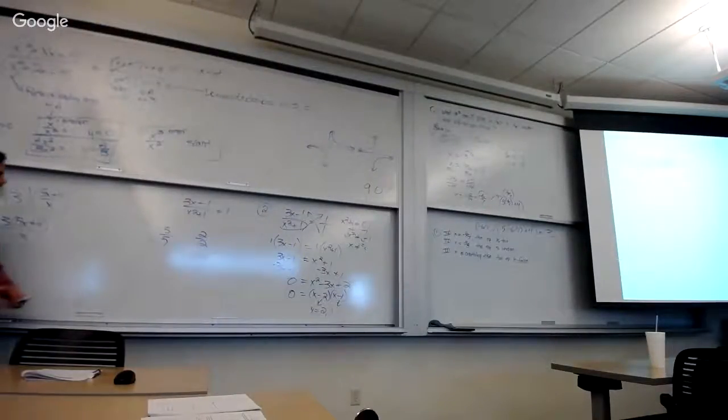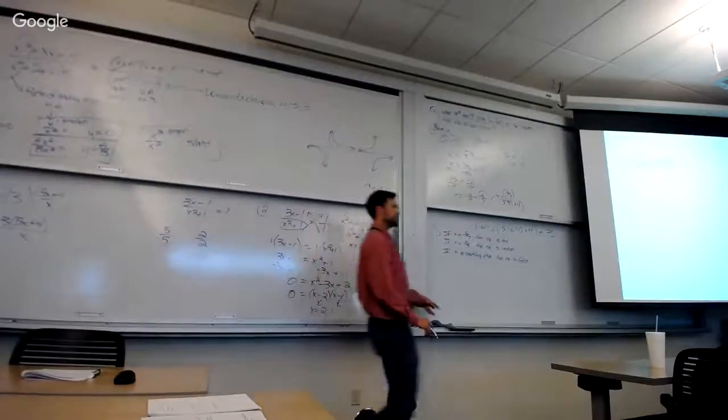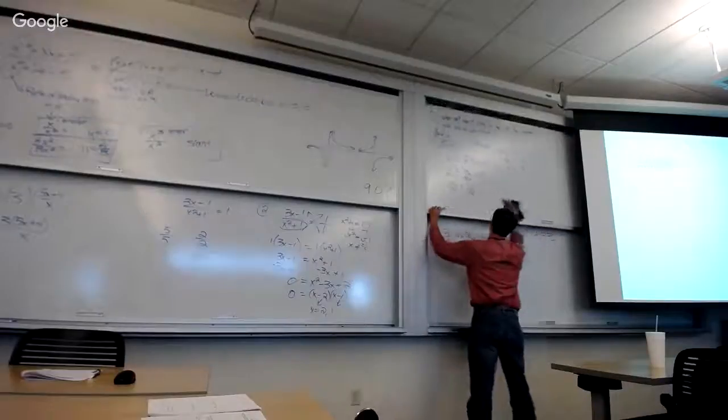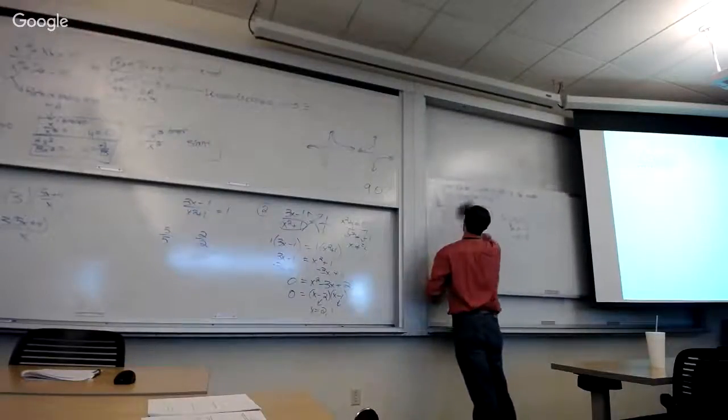Questions about what we've done so far? You're either multiplying both sides by the denominator, or you can cross multiply.